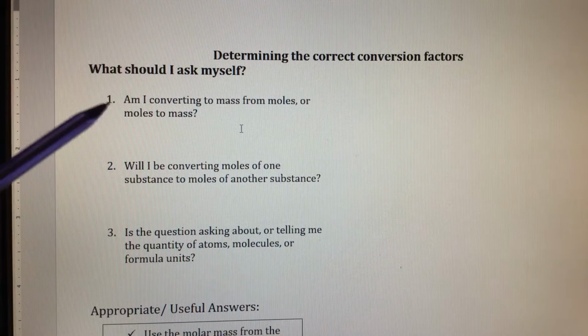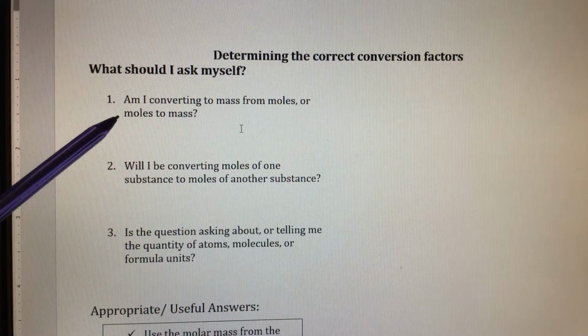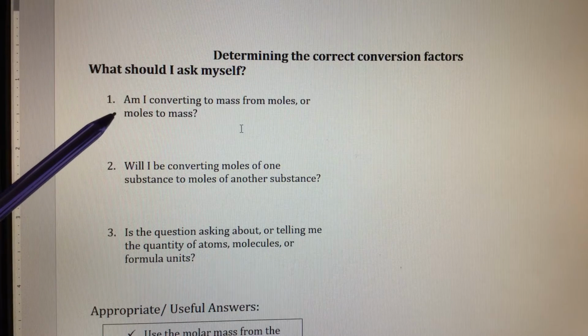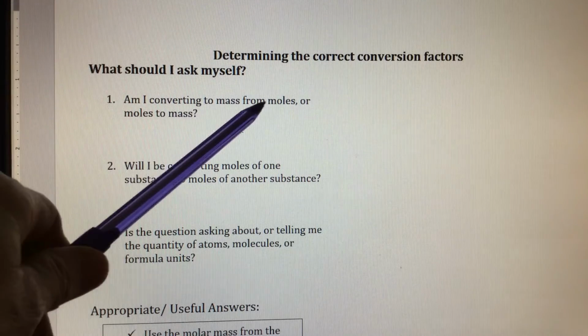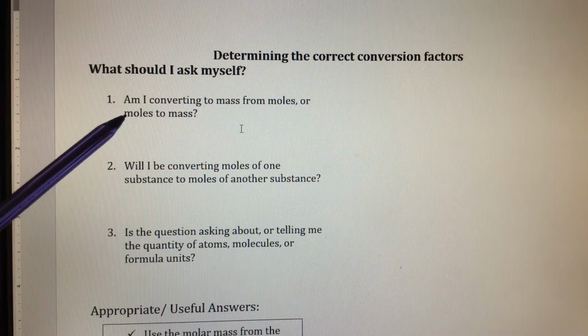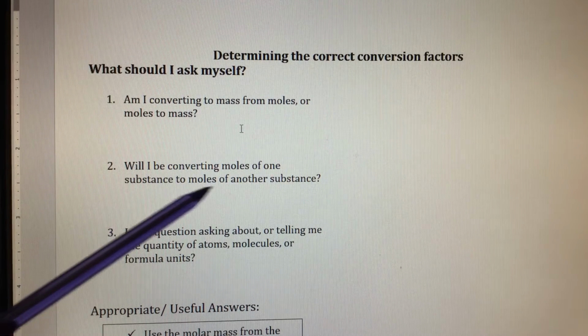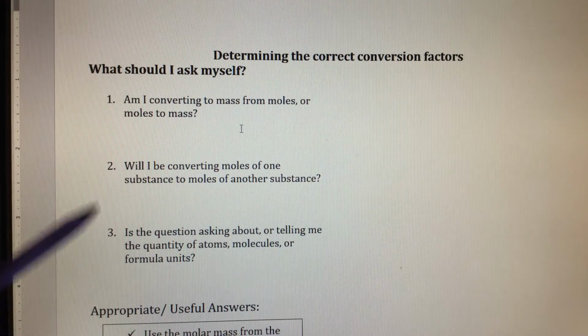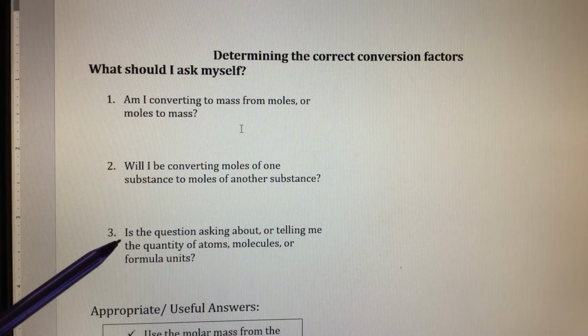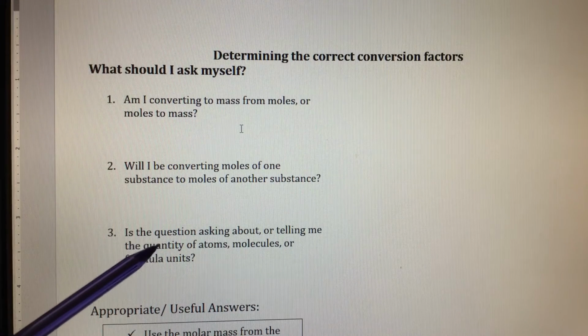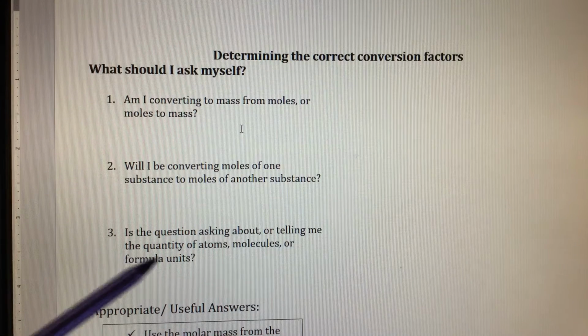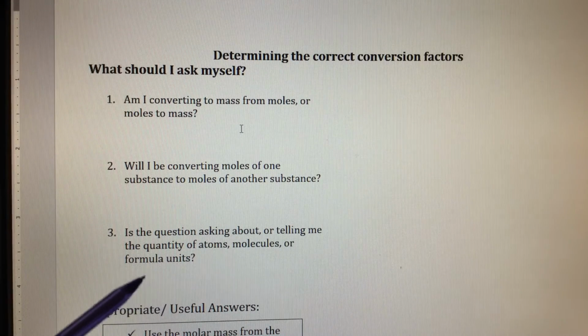The first one you'll ask yourself is, am I converting to mass from moles or moles to mass? So you're looking for mass and moles and mass in the question. The second possibility is, will I be converting from moles of one substance to moles of another substance? And the third possibility, ask yourself, is the question telling me or asking me the quantity of atoms, molecules, or formula units in the case of an ionic compound?